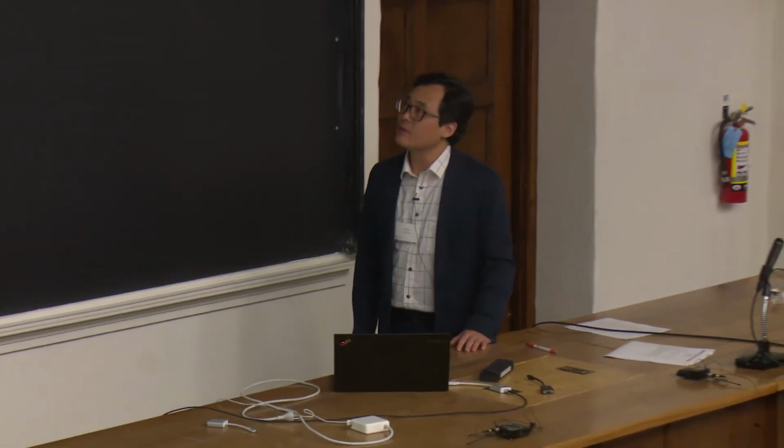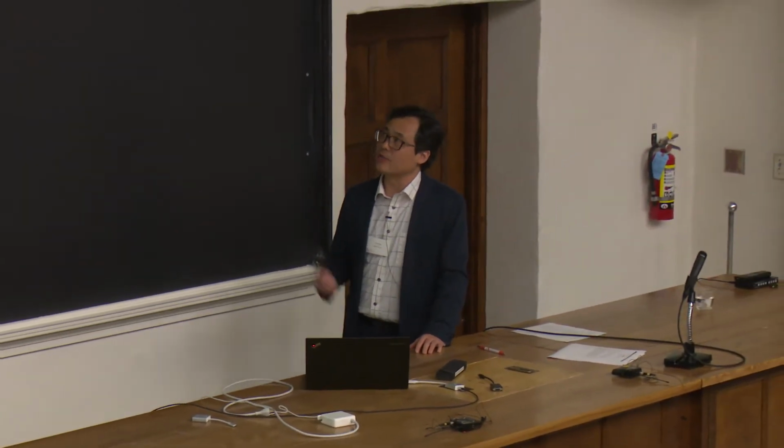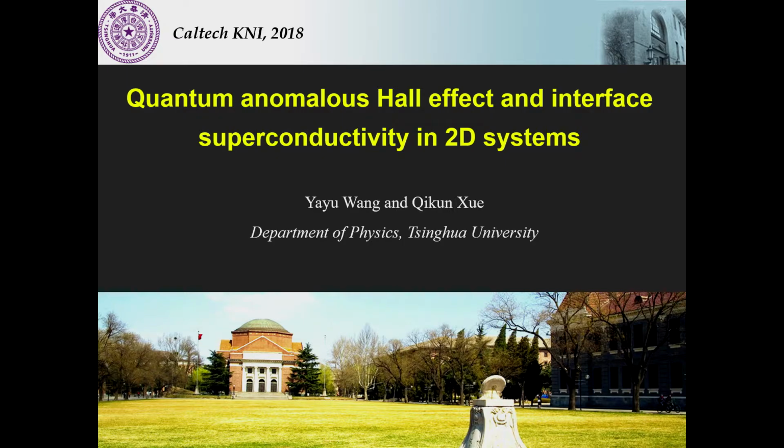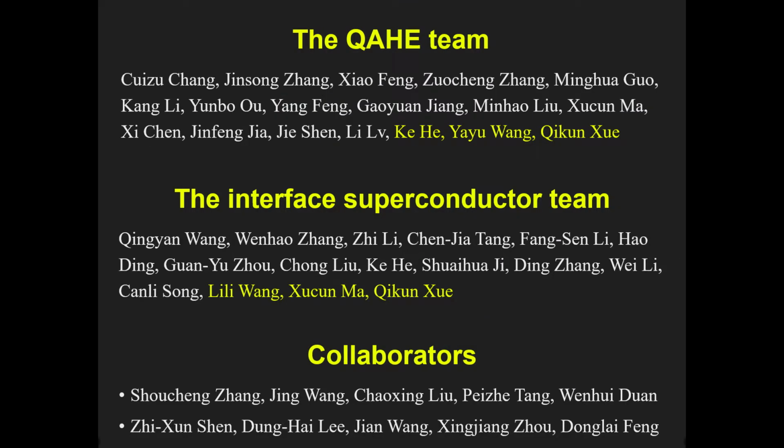So in this talk, I'm going to talk about two different phenomena in two different 2D systems. The first one is quantum anomalous Hall effect in a magnetic topological insulator, and the second one is interface superconductivity in iron selenide grown on SrTiO3 substrate. Both of these projects are the result of very large collaborations.